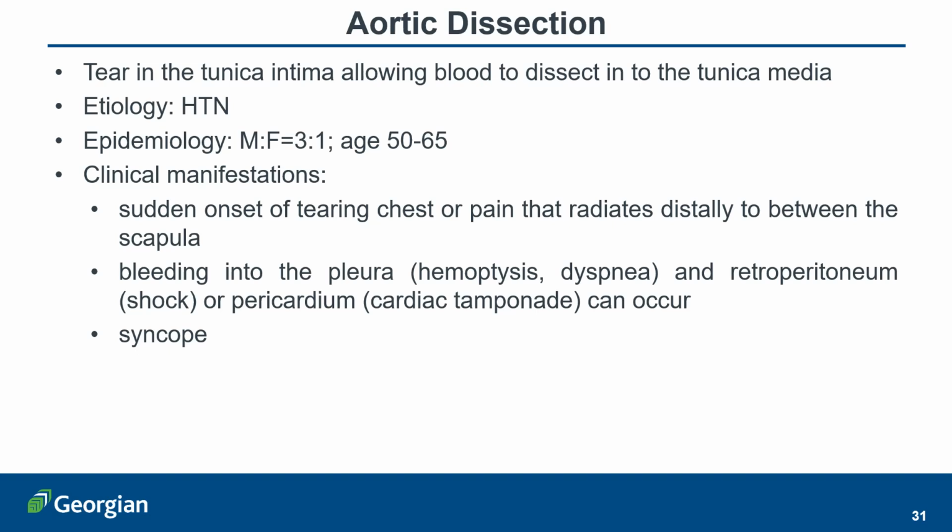The aortic dissection in turn can cause bleeding into the pleura, resulting in hemoptysis or coughing up of blood, dyspnea or difficulty breathing, as well as shock when you have blood pooling into the retroperitoneum or the pericardium itself. If blood starts pooling into the pericardium, this is, remember, from the aortic dissection, that can cause cardiac tamponade, whereby so much blood pools around the heart that the heart is no longer able to effectively contract. In addition, you have reduced blood flow to the brain that can cause syncope or fainting spells.